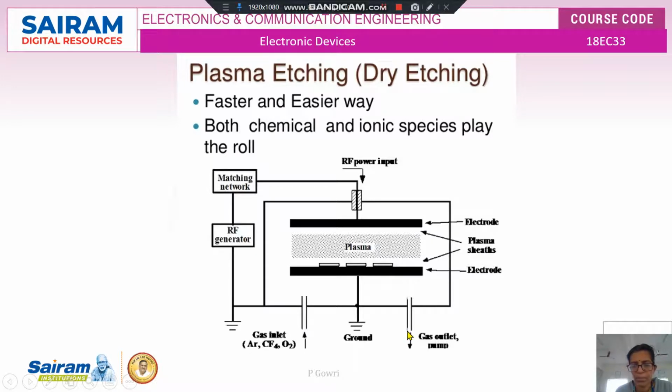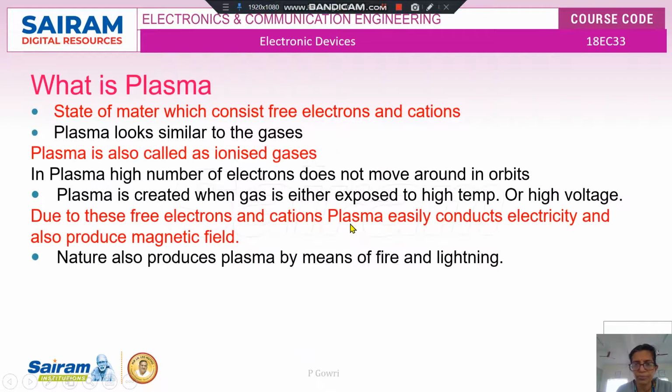That is, etching is nothing but due to the ions which are present in the plasma. So now, what is meant by a plasma? Plasma is nothing but, as I have told you, an ionized gas. So there will be a large number of electrons that are free to move, along with the cations, and hence it can easily conduct electricity and also produce a magnetic field. So it is not the electrons present around an orbit; those electrons will be free to move.